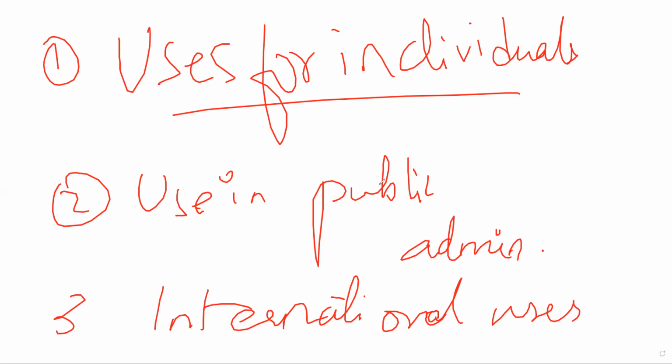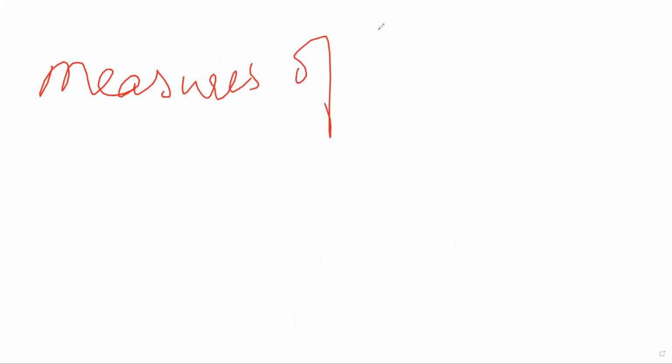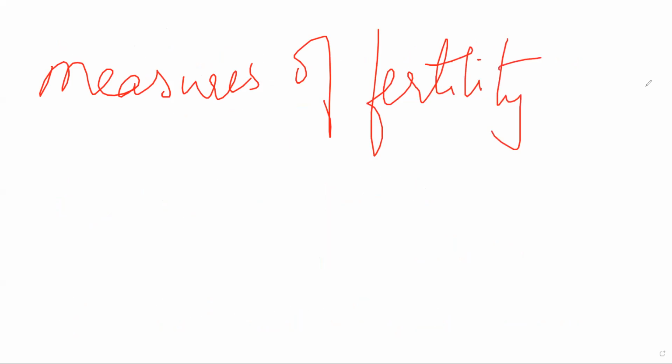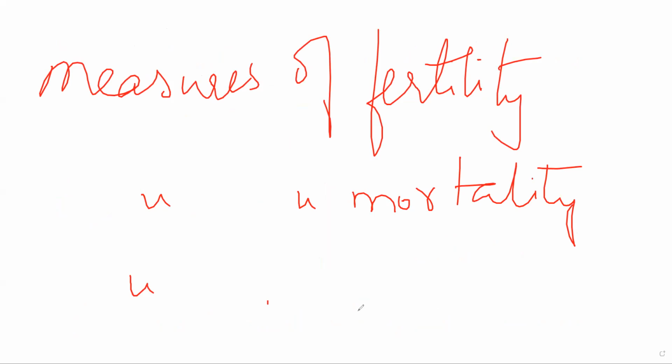Now, coming to measures of vital statistics, how do you measure vital statistics? There are three main measures of vital statistics. First of all, measures of fertility, measures of mortality, and measures of morbidity.